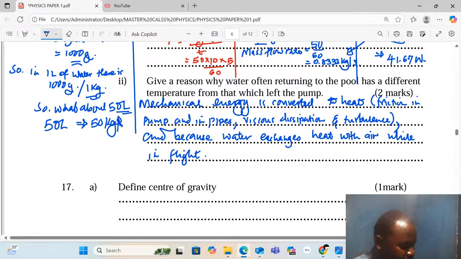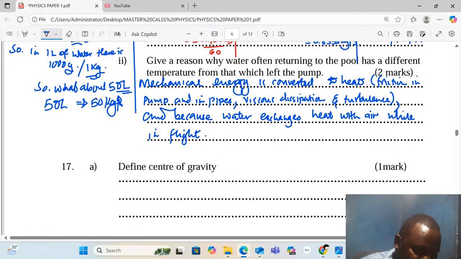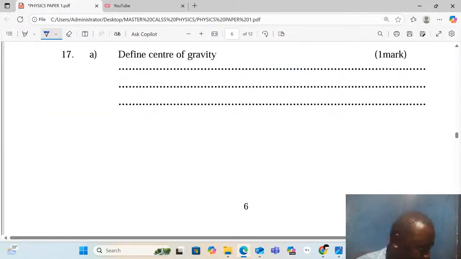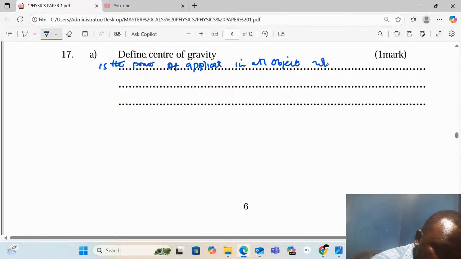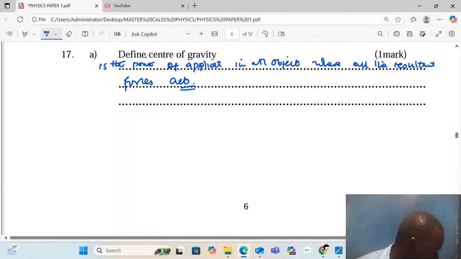Back to question 17, you are told to define the center of gravity. It is the point of application in an object where all resultant forces act. Where all the resultant forces act.